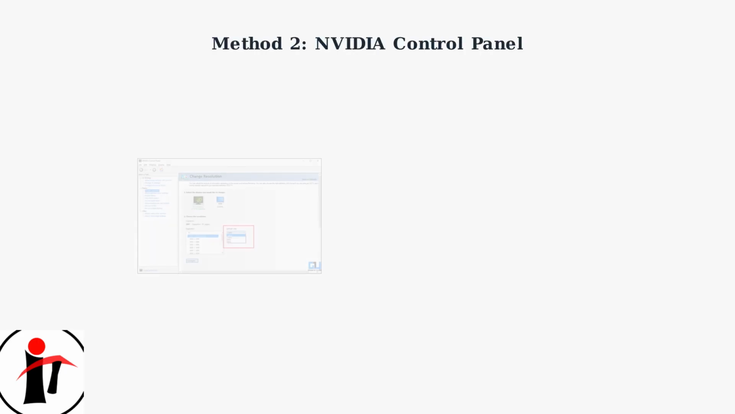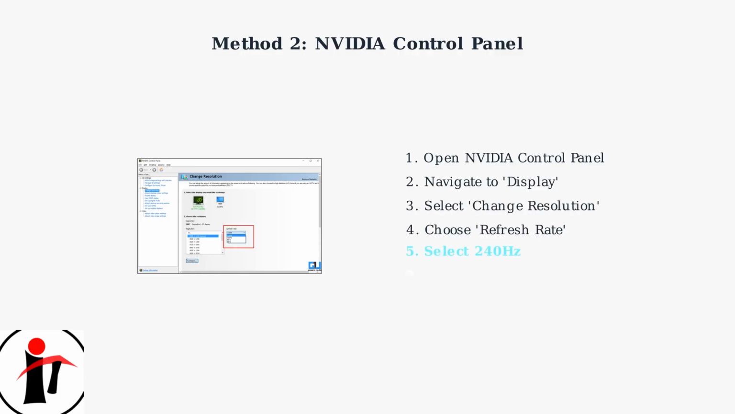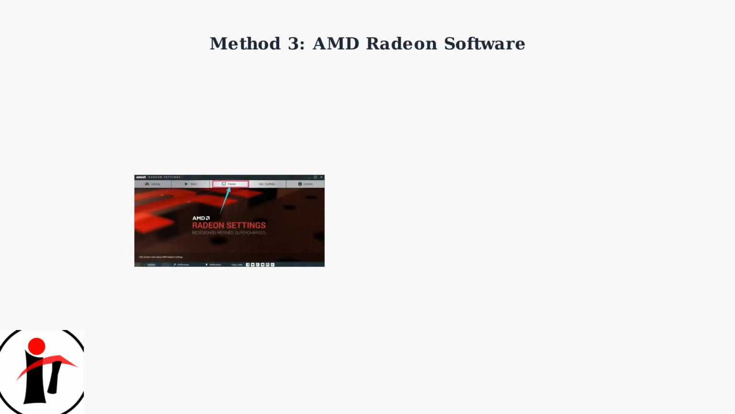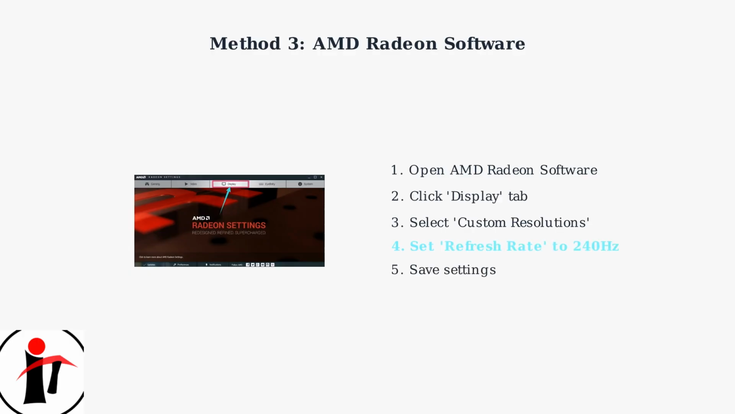For NVIDIA graphics cards, use the NVIDIA Control Panel. Navigate to Display, then change Resolution and select 240 Hz from the Refresh Rate dropdown. For AMD graphics cards, open AMD Radeon software. Go to Display, then Custom Resolutions, and set the refresh rate to 240 Hz.